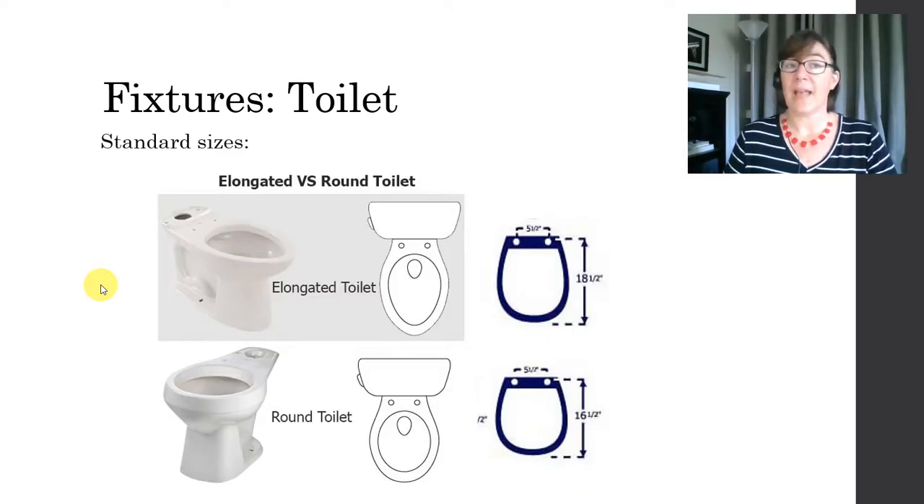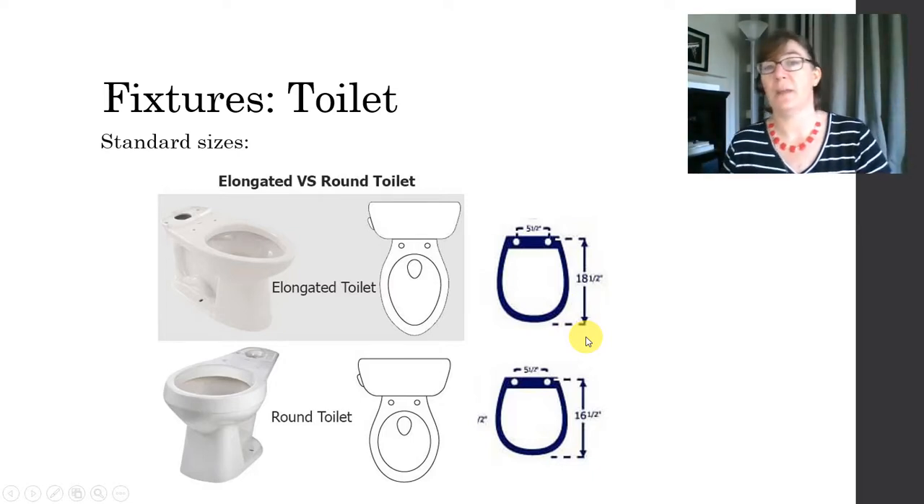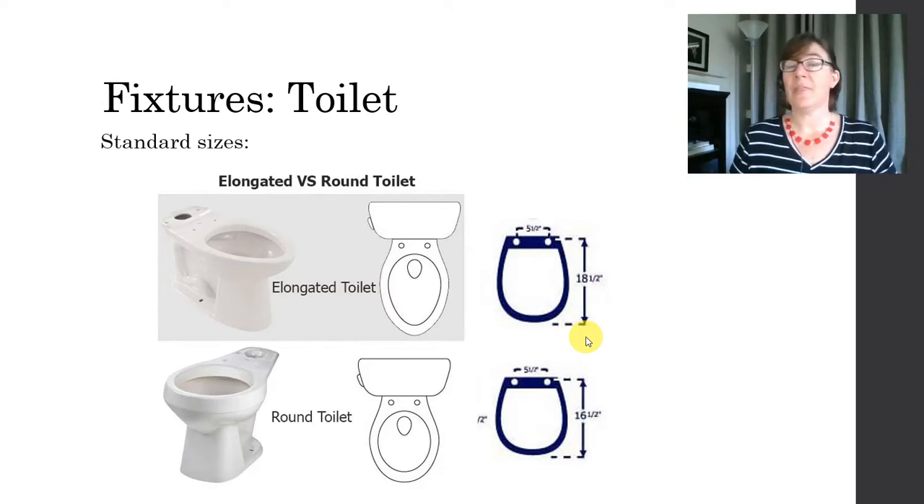There's a couple of standard sizes of toilets, and one is the difference between an elongated and a round toilet. The elongated toilet has kind of an oval shape, more than round, and it's about 2 inches deeper. Okay, so if space is a close criteria, you want to make sure that you pick the round toilet. Other than that, it's up to personal preference, whether you like an elongated or a round.